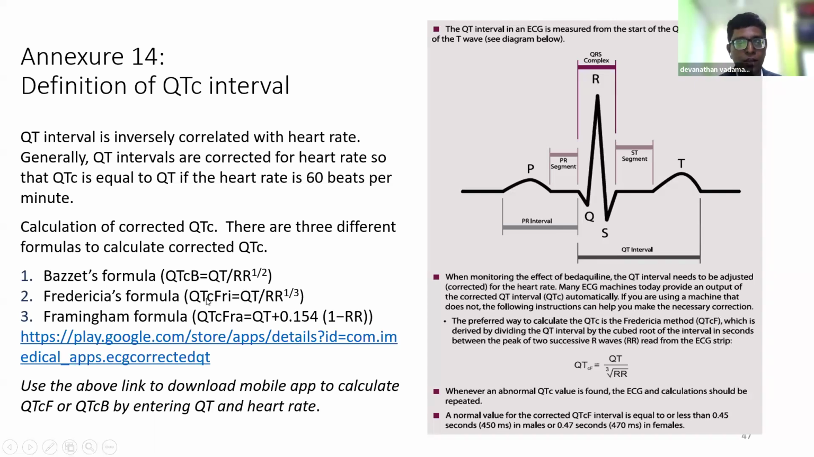So in order to see the QTc corrected according to Fridericia, the simple method is to take the QT interval in the ECG that you are taking. Enter that value in your mobile app, select the Fridericia formula and fill in the required fields, and you will get the QT interval corrected according to the Fridericia scale. That value should be less than 450 in males and less than 470 in females. Then only we can give bedaquiline.